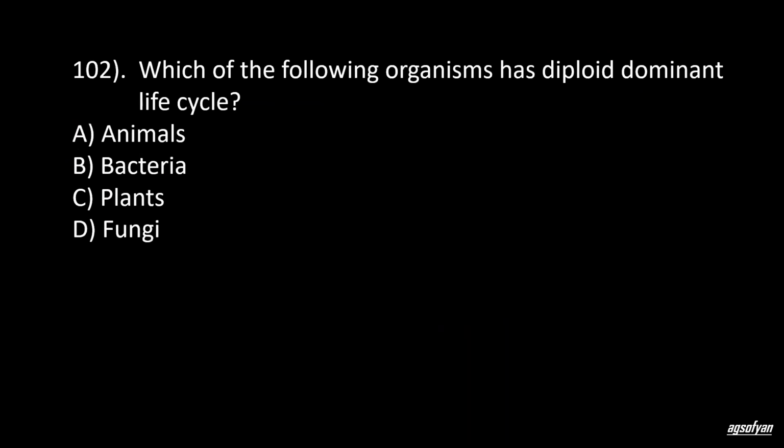Which of the following organisms has diploid dominant life cycle? Animals, bacteria, plants, or fungi? Diploid dominant like human. So we are actually diploid because our cells consist of pairs of chromosomes, which is double, or diploid. So it will be animal.